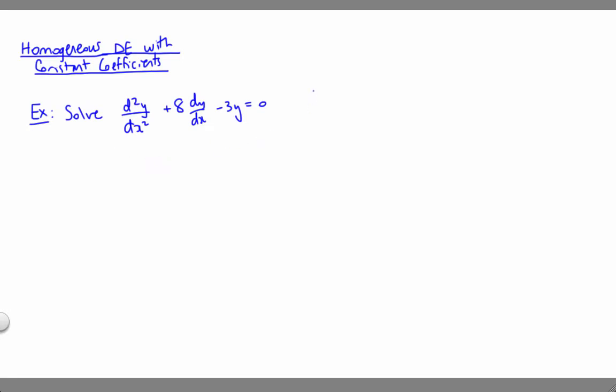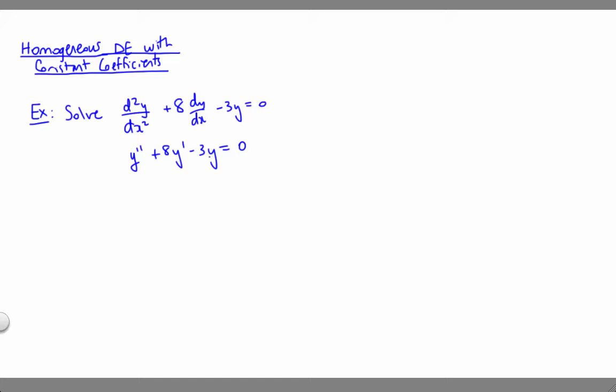Here's our last example for this topic. And first thing I want to do here is just to emphasize the notation. So when we see d squared y by dx squared, that's just another way of writing y double prime. So we could rewrite this DE here as y double prime plus 8y prime minus 3y equals 0.